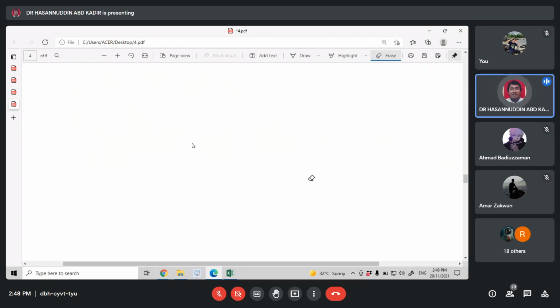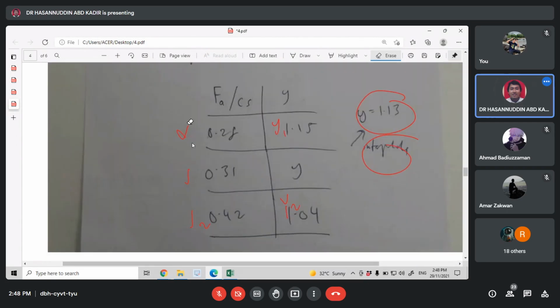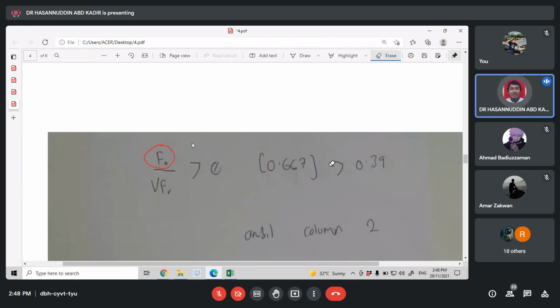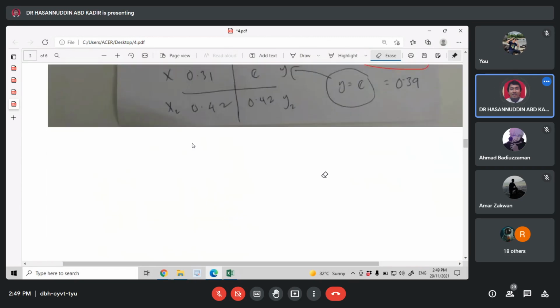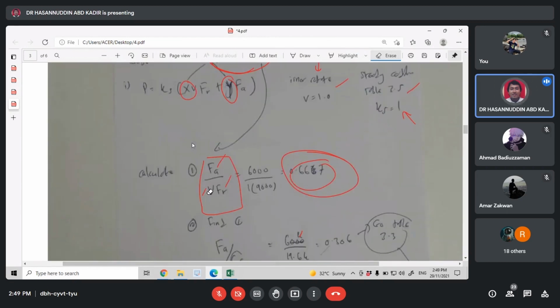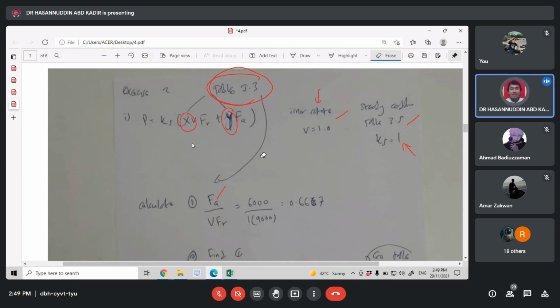Because if you get the value of X and Y, normally we cannot get the exact value on the table, we must do the interpolation. So for the interpolation, kamu mesti tahulah macam mana kamu nak dapatkan. Okay, please apply the formula for the interpolation, and then please refer to the condition of the Fa over VFr tu. Saya repeat sekali lagi secara mudahnya.